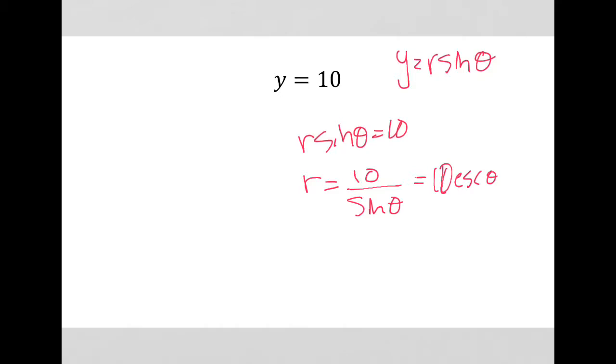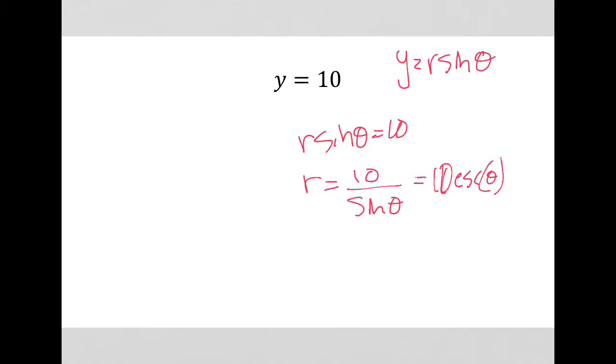So notice what just happened. We took the equation of a horizontal line, and to write that same horizontal line in polar form, we wrote it as r equals 10, the original y value we wanted, times the cosecant of theta.